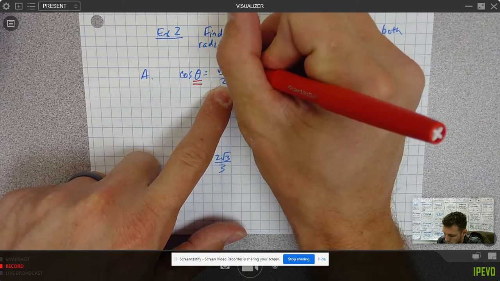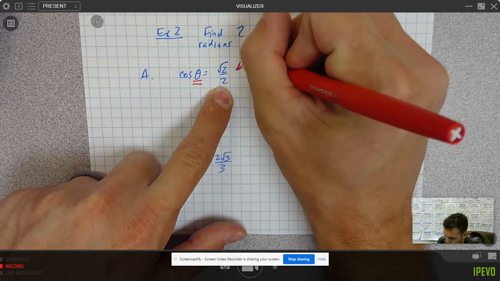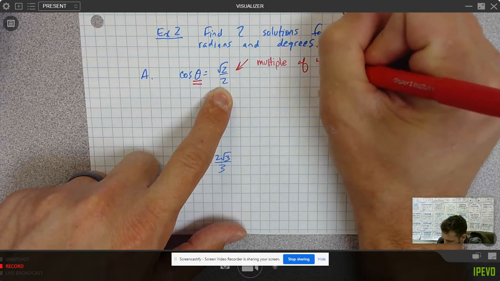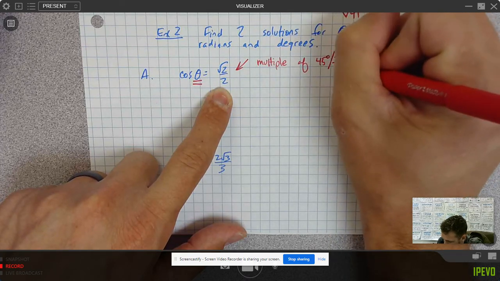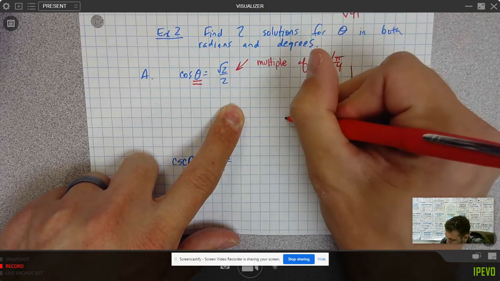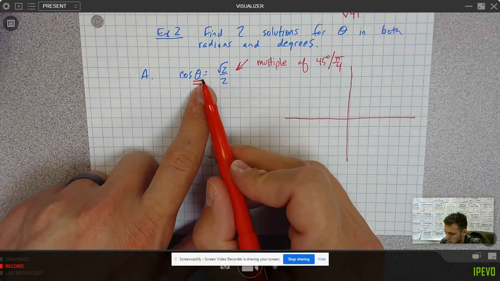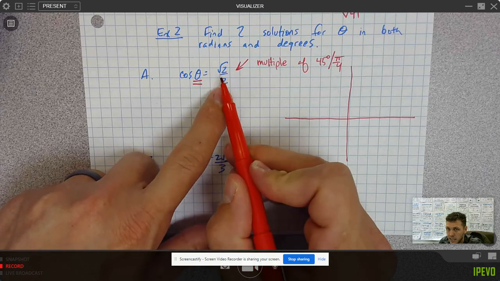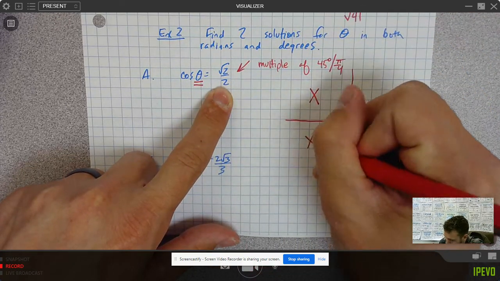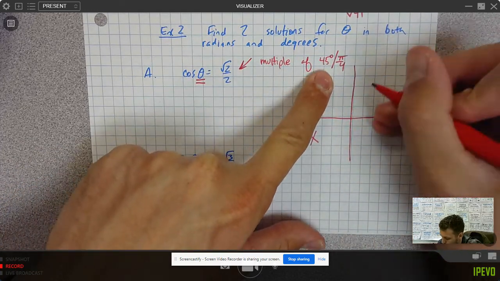Okay, so this is where it's super helpful to know the unit circle front and back, right? Because cosine of theta gives us a positive value, so it can't be here, can't be here. So because this is a multiple of 45 degrees, I'm going to identify my reference angles inside of this. Hold on, guys, just 1 second.